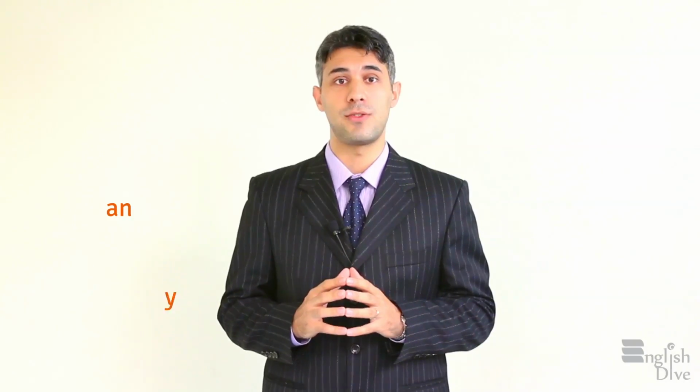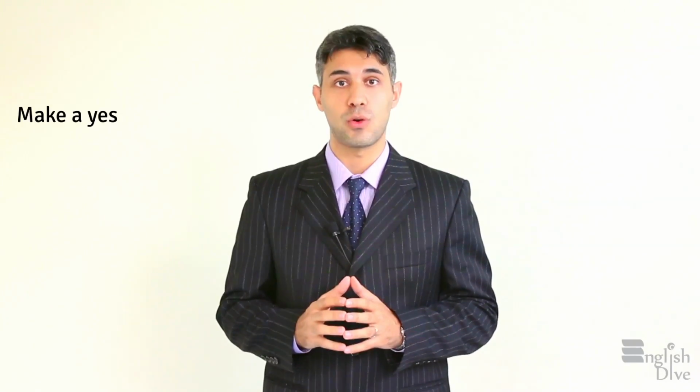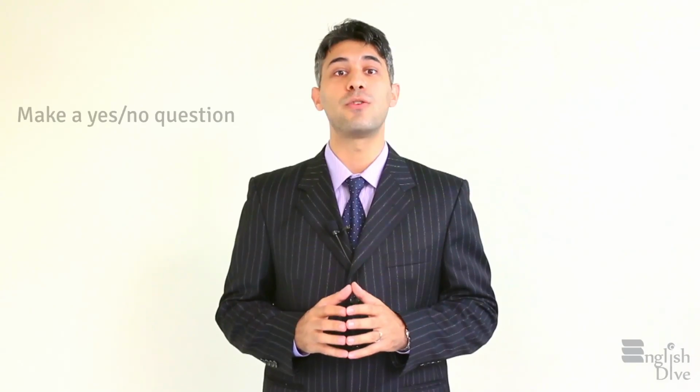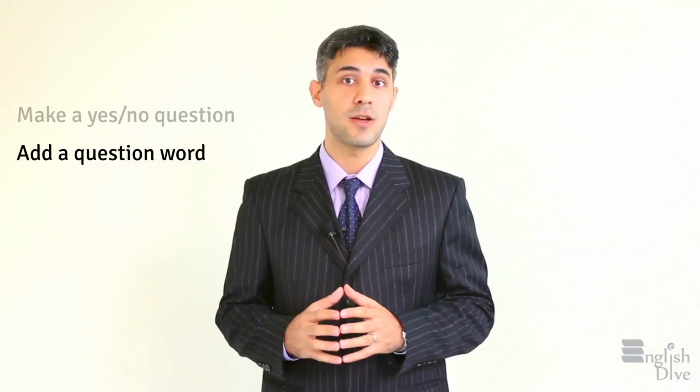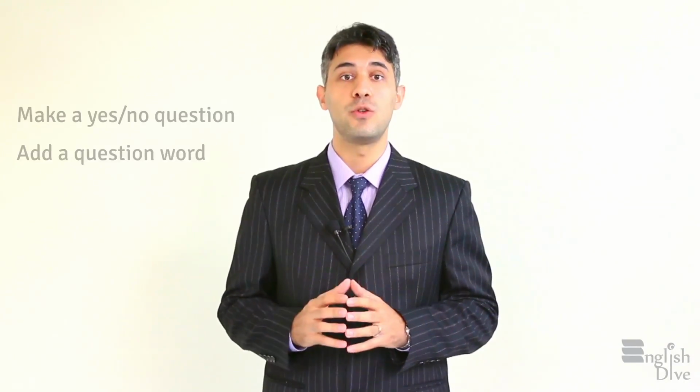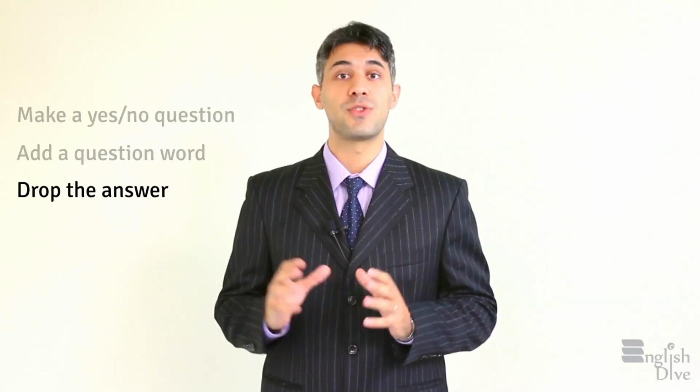Past continuous information question. An information question is a question whose answer is a piece of information. To make an information question from any sentence, first you make a yes/no question. Then you add your desired question word to the beginning of the sentence. And finally, you drop the part of the sentence that is supposed to be the answer if it exists.